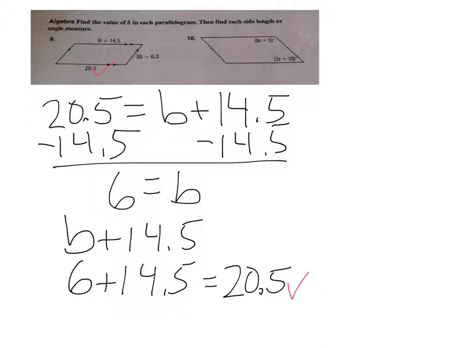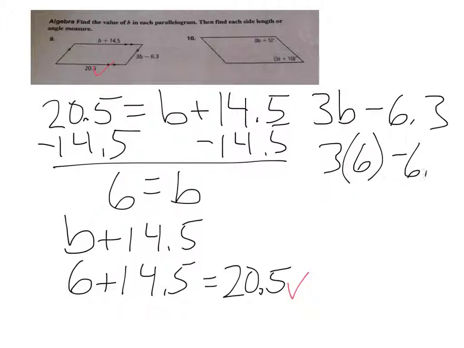And now we still need to find all those side lengths, so we've got this other side here that we need to plug in for. We'll do the same thing, 3b minus 6.3. We're going to plug in our value of 6 for that b, so 3 times 6 minus 6.3. That's going to give us 18 minus 6.3, which will give us 11.7. I'm doing these numbers off the top of my head, guys, so if you notice that I've made a mistake, please let me know.